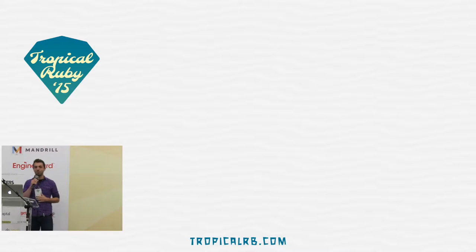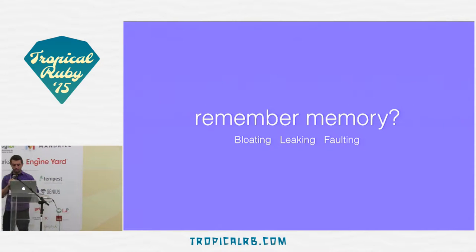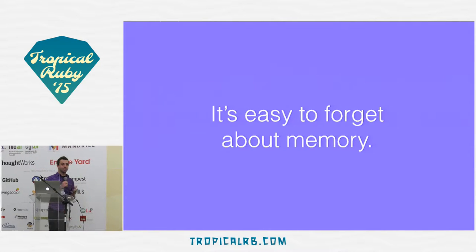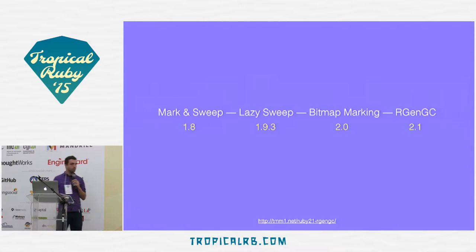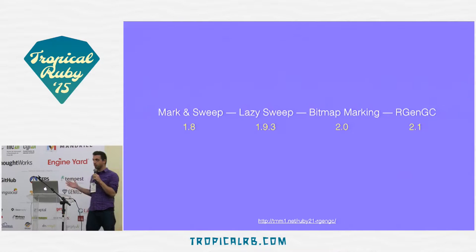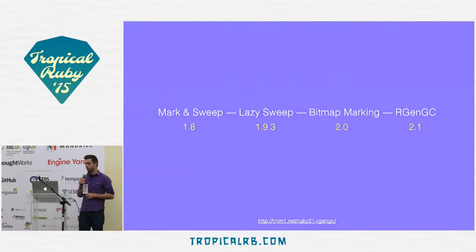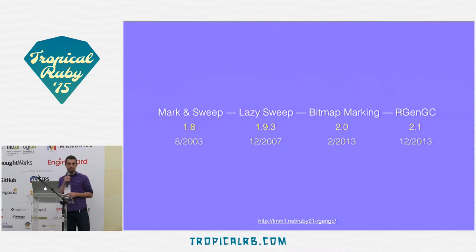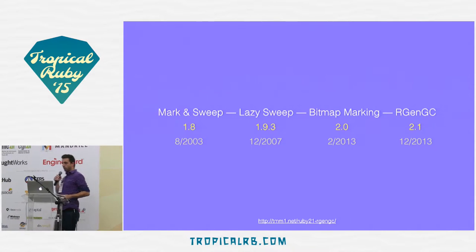Does everyone remember the garbage collector? All the bloating, all the leaking, all the faulting. It's easy though in Ruby to forget about memory in your day-to-day work, so a lot of us don't really have to think about it. Ruby has kind of a storied history with memory, from mark and sweep to lazy sweep to bitmap marking to generational garbage collection. And if you look at the times on these and the dates on these, we can see that we're already due for another garbage collector.